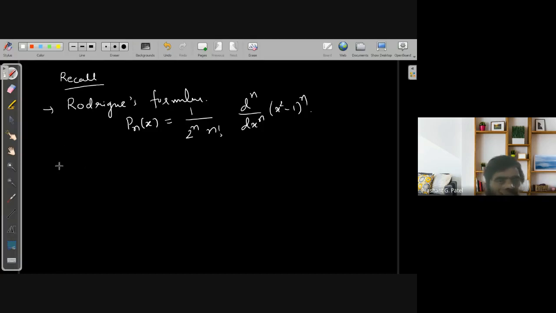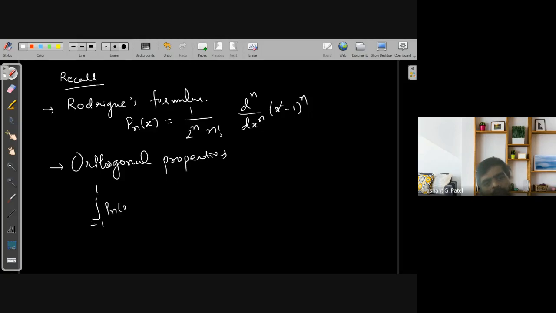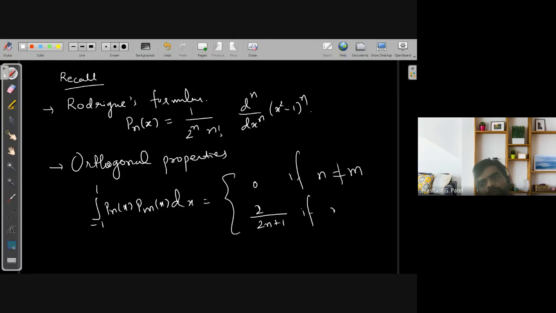Also, we have discussed the orthogonal property of Legendre polynomials, which is described as the integration from minus 1 to 1 of Pn of x into Pm of x dx is 0 if n is not equal to m, and it will be 2 upon 2n plus 1 if it is equal. So this is the orthogonal property and Rodrigues formula we have discussed in the previous lecture.